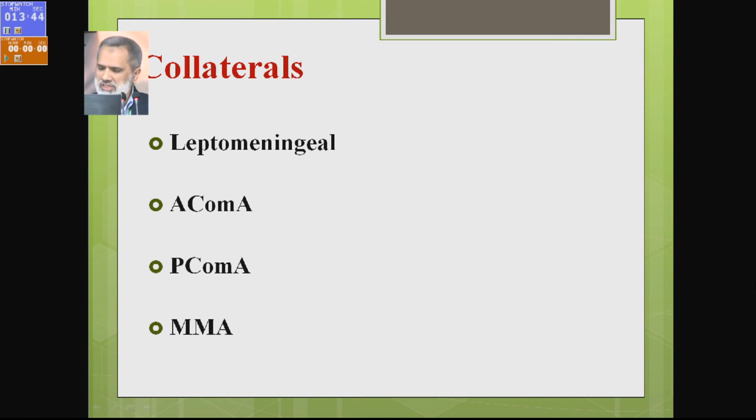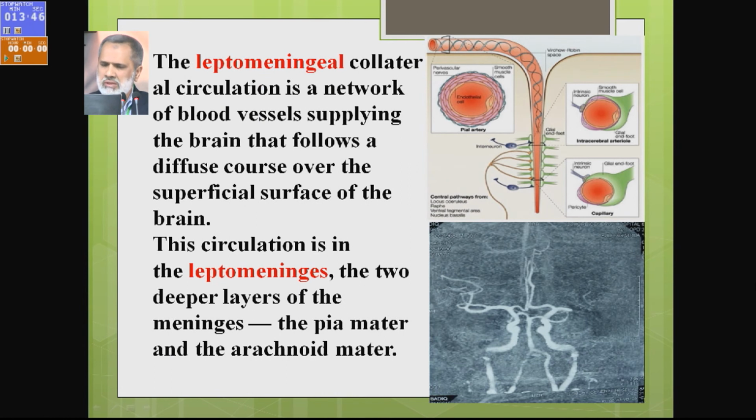So all these vessels are very important. This is maybe my last slide. Leptomeningeal collateral circulation is a network of blood vessels supplying the brain that follows a diffuse course over the superficial surface of the brain. This circulation is in the leptomeninges, the two deeper layers of the meninges, the pia mater and the arachnoid. So the word leptomeningeal should be in your mind.